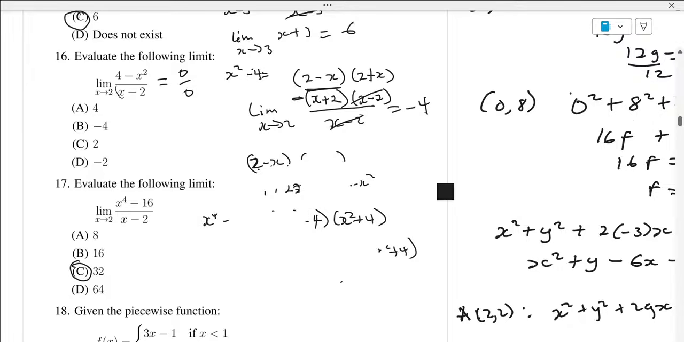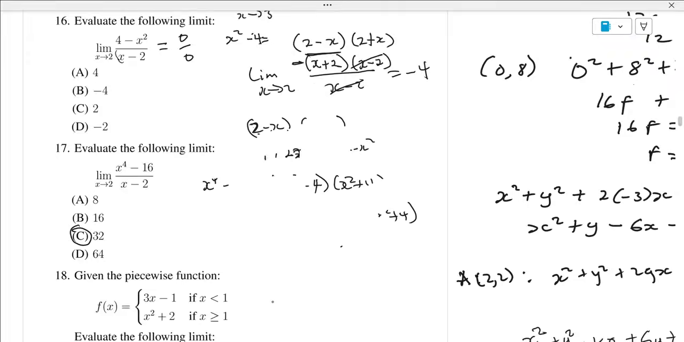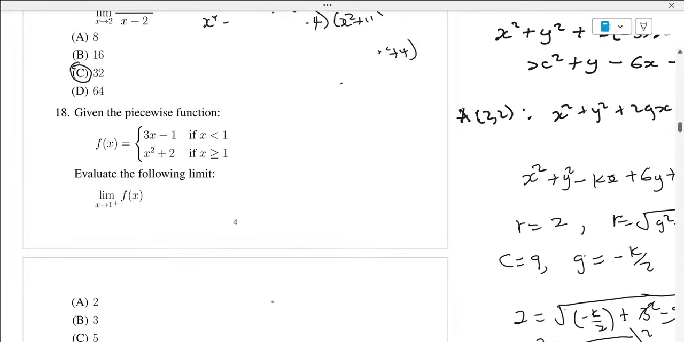Alright. Now let's move on to question 18. Question 18. We are learning together. Question 18 says that given the piecewise function, we are given f of x to be equal to, and that is what we have here on the piecewise function. Evaluate the following limit, as x approaches 1 from the positive. So from the positive, which of the functions are you going to use?